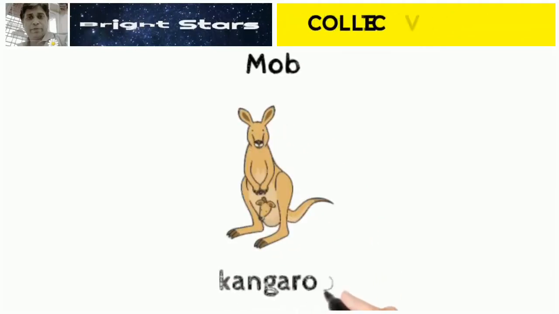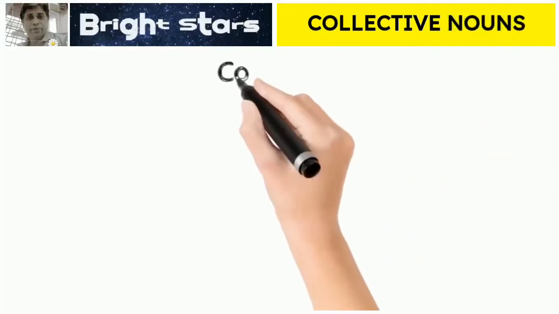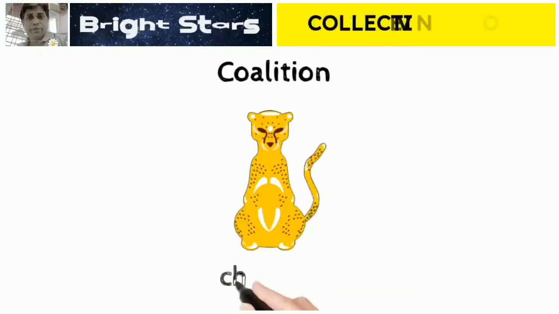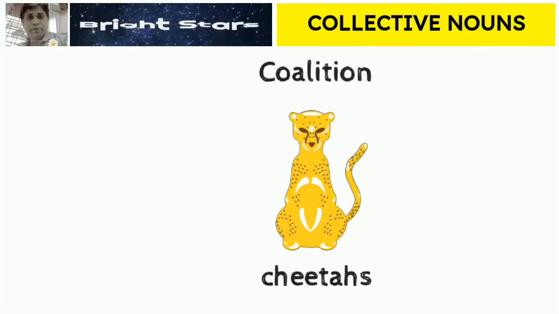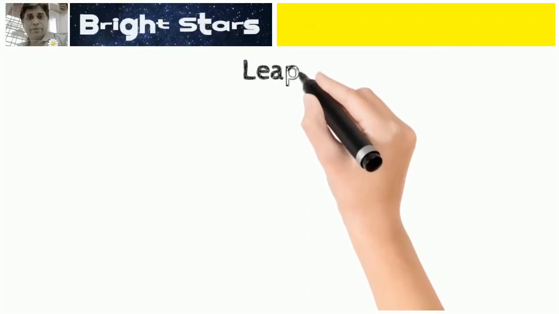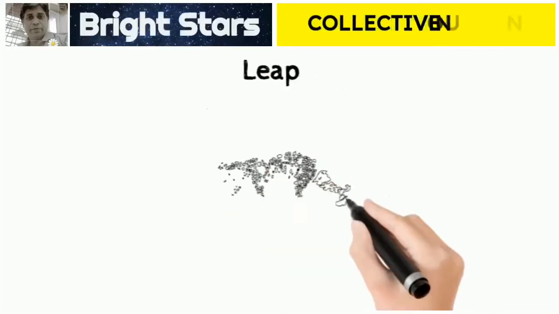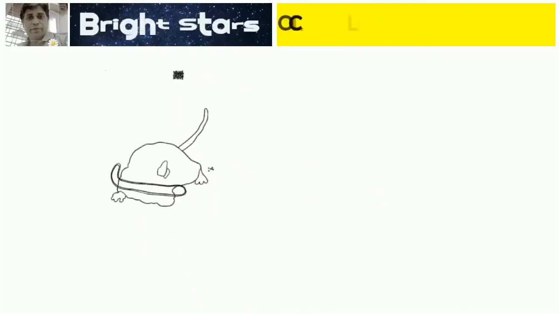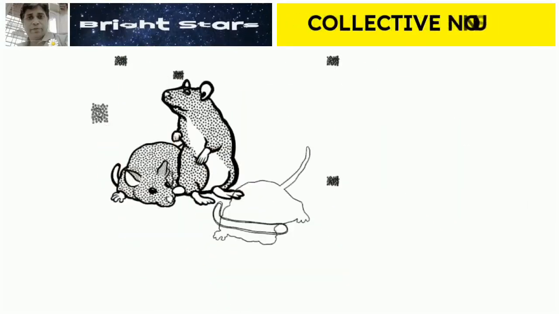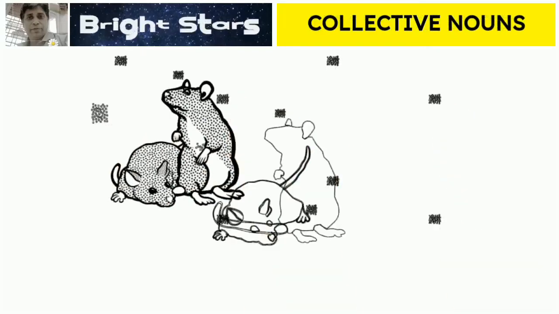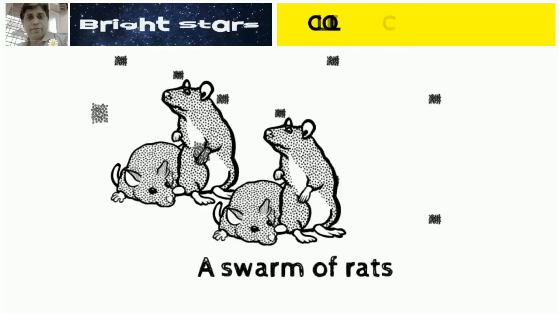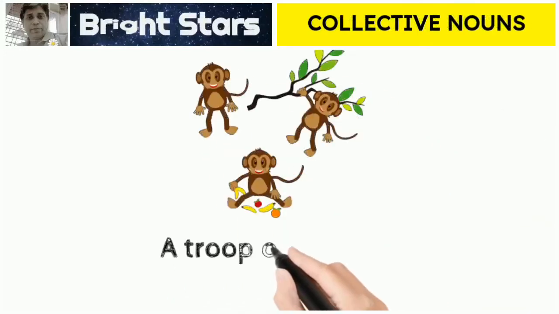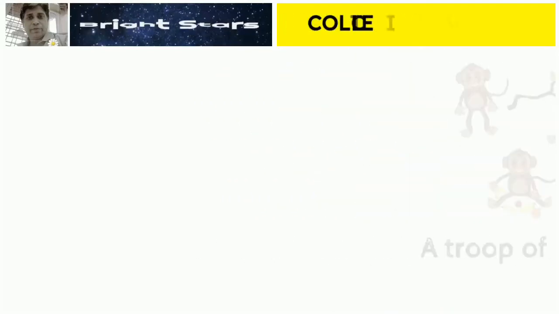Mob, a mob of kangaroos, a coalition of leopards. The same way, a swarm of rats, a troop of monkeys.